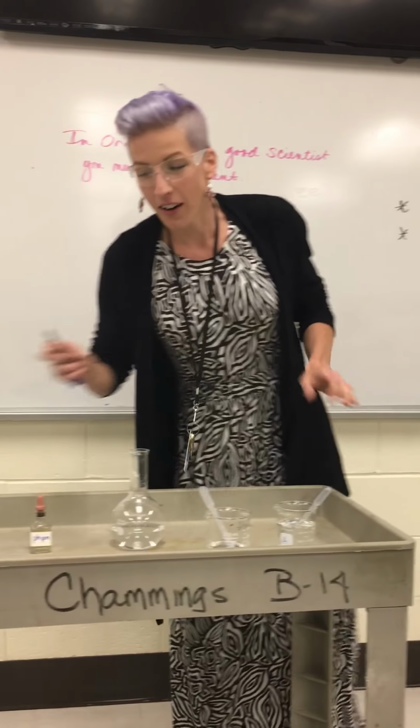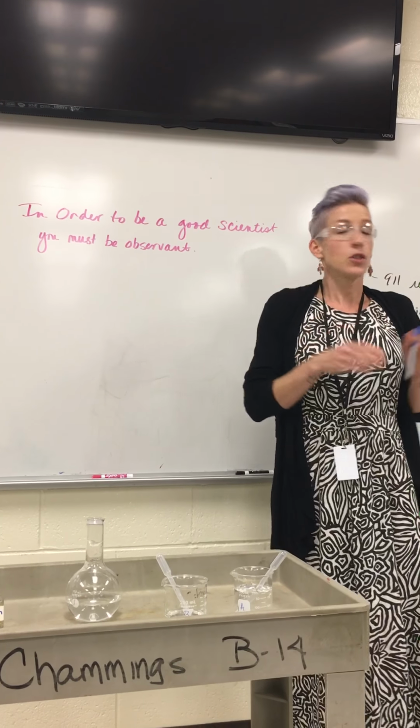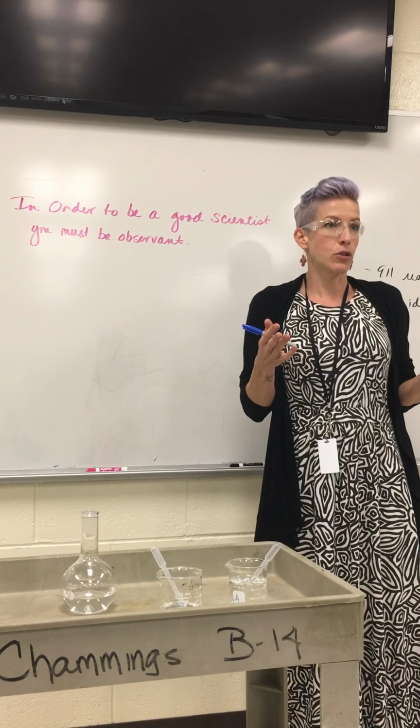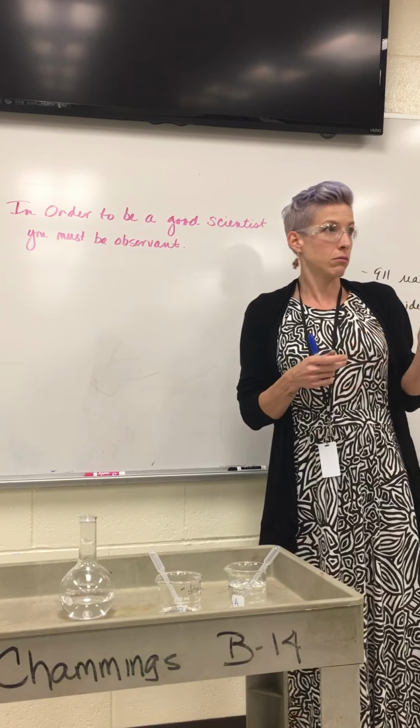Good? Okay. All right. So, in order to be a good scientist, you must be observant. That means taking in all of the things that are going on around you in order to make a hypothesis of possibly what's going on.